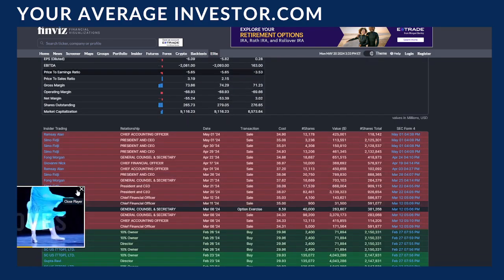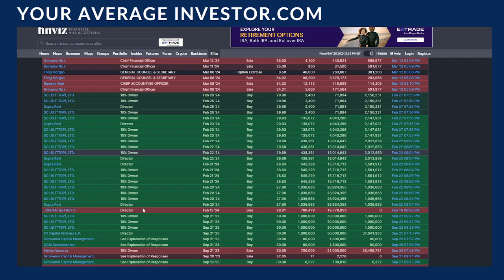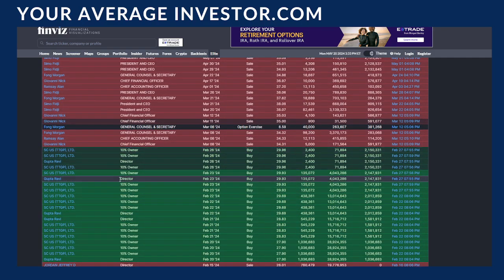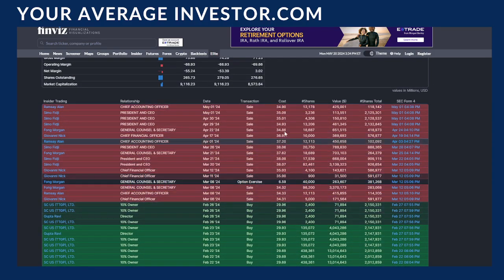Let's look down here even further and check this out. All of the recent insider trading is selling. There was a bunch of buying happening here. This is interesting, right? SCUS Ltd, they're a 10% owner. We've got a director here that was buying some at around $27 to $29, and then it moved up, and above $30, everybody's selling. You've got the chief accounting officer, general counsel, CFO, CEO. Look at that. The CEO is just selling stock like mad, and his most recent sale was May 1st, the beginning of this month.